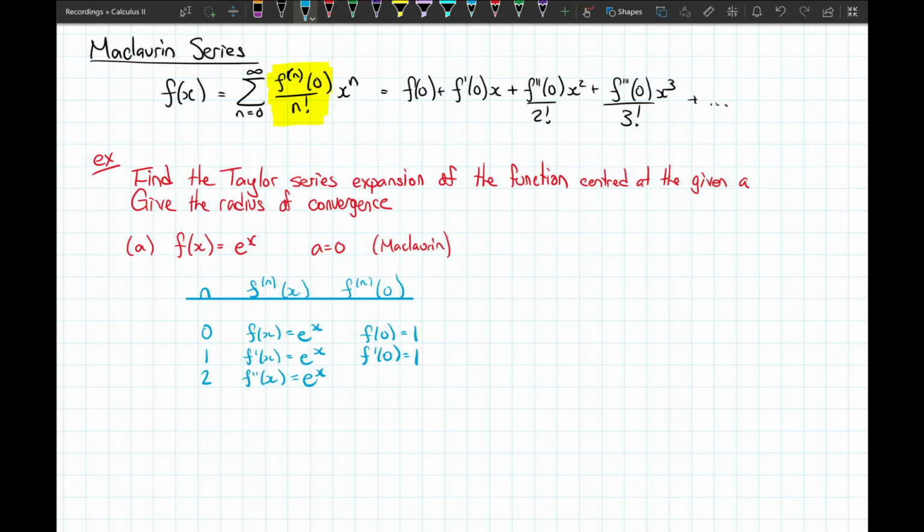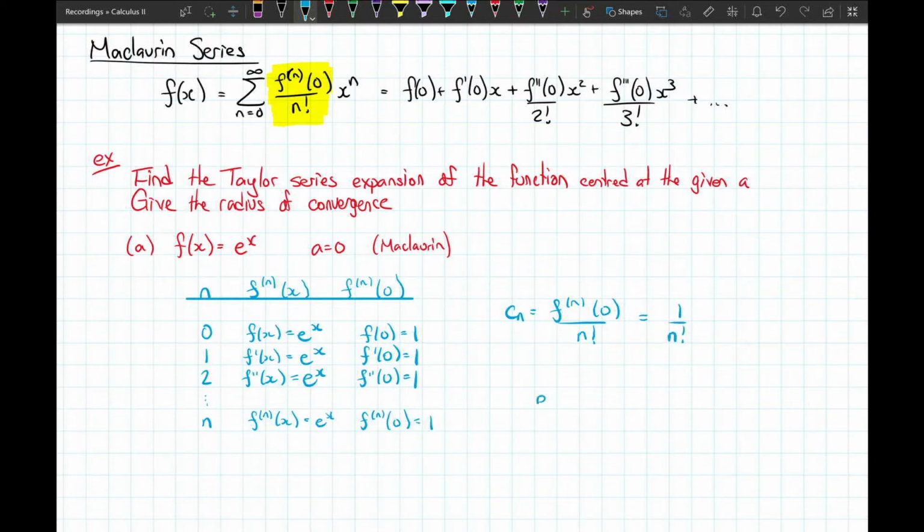Second derivative, of course, again, is e to the x, and f double prime of 0, again, of course, equals 1. So in general, for any nth derivative, the nth derivative of e to the x is equal to e to the x, and the nth derivative of e to the x evaluated at 0 is always equal to 1. So using the formula for the nth coefficient of a Taylor series centered at 0, or a Maclaurin series, the nth derivative evaluated at 0 over n factorial is always just going to equal 1 over n factorial.